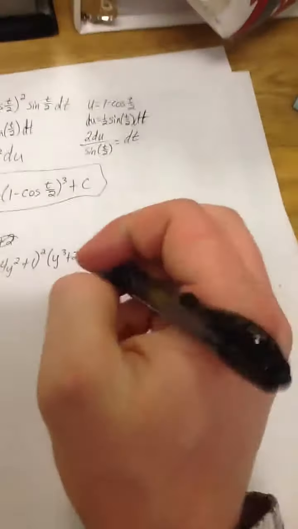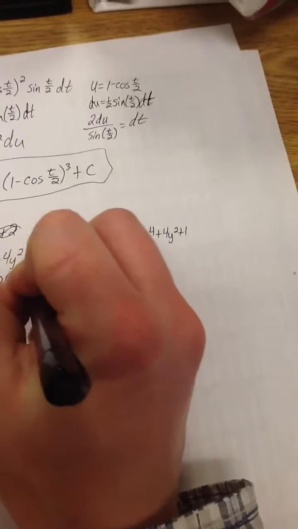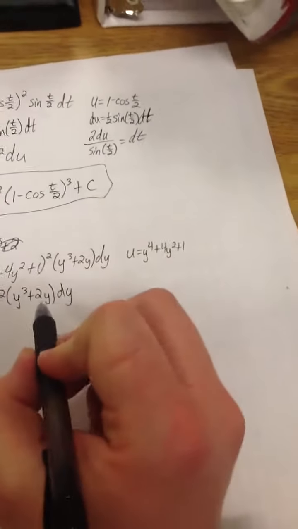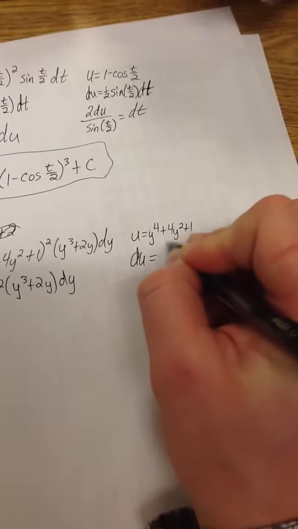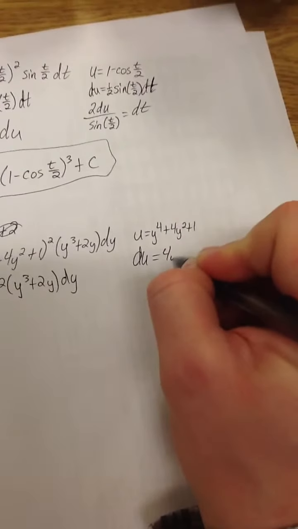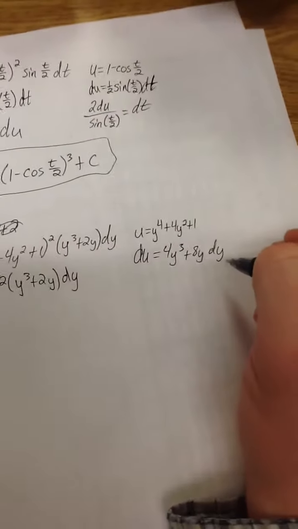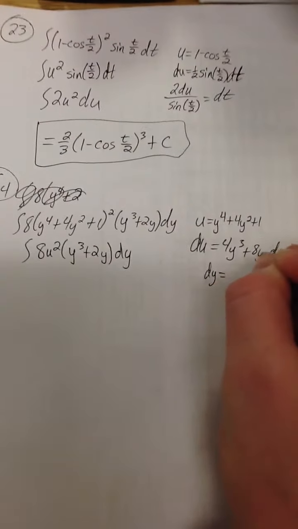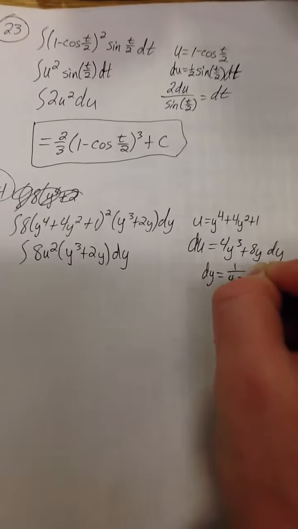Again, plug in u there, so I'll have 8u squared times y to the third plus 2y dy. I need to get rid of these, so do the derivative of this over here, so I'll have du equals 4y to the third plus 8y dy. Well, that's convenient. So now dy equals, if I divide both sides by that, 1 over 4y to the third plus 8y du.